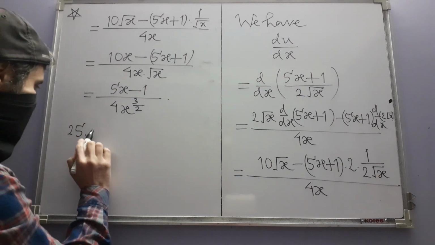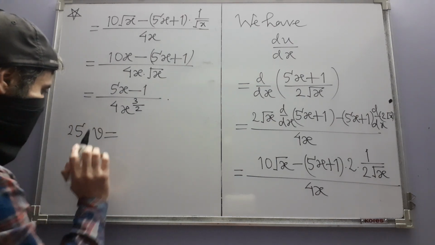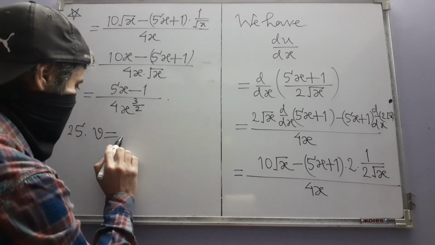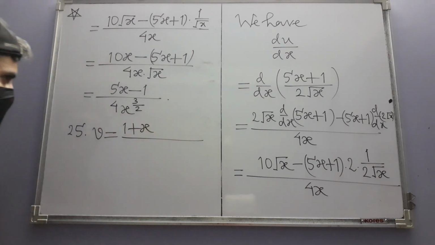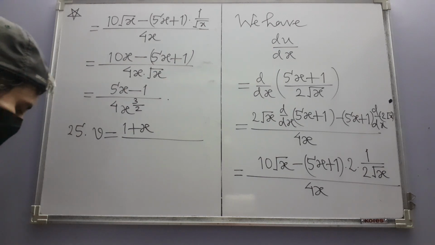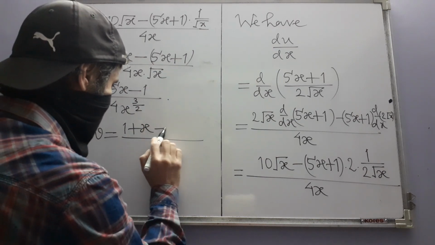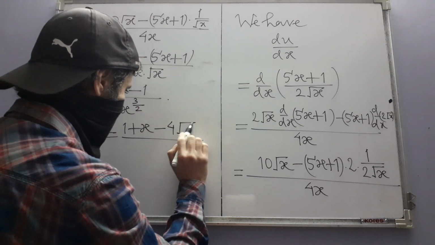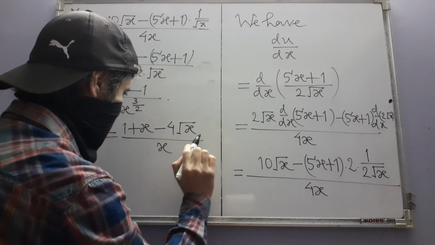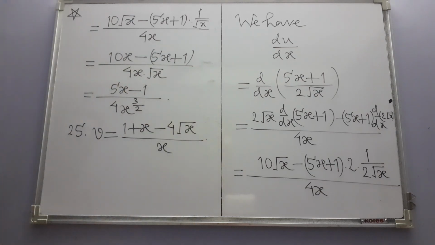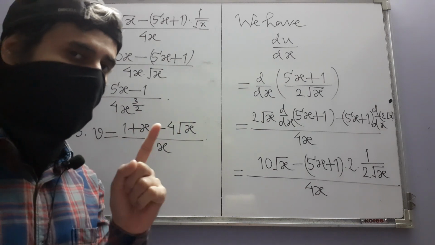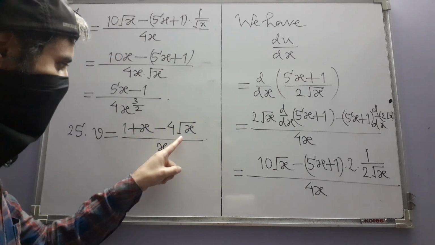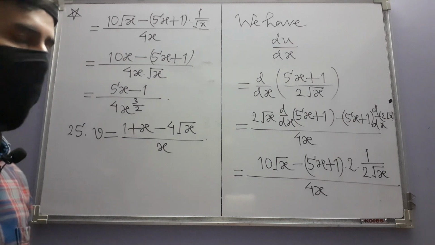25 is also similar, also like this. V is equal to 1 plus x minus 4 root x divided by x. So this tempts us even more to do that simplification, but again, you will have a problem with 1 divided by root x here.